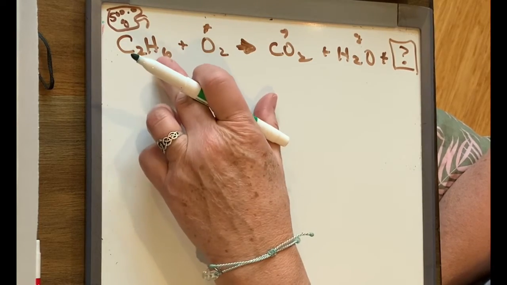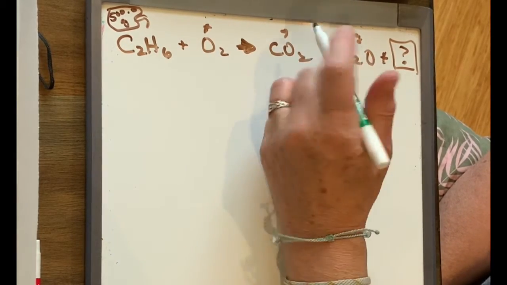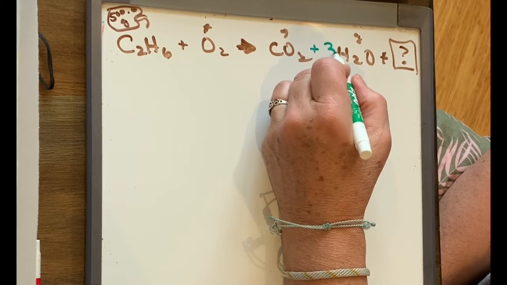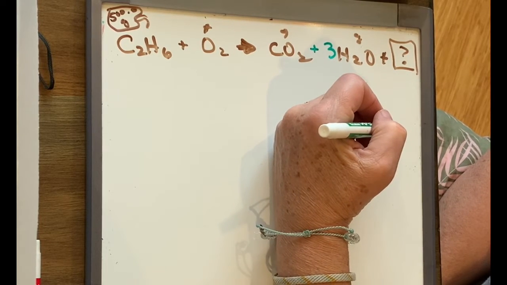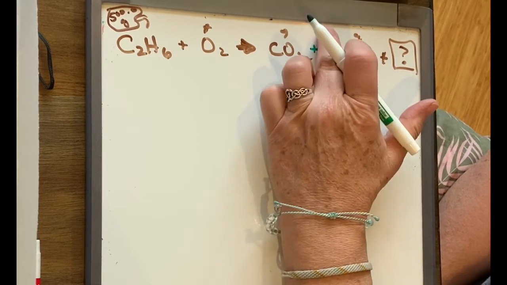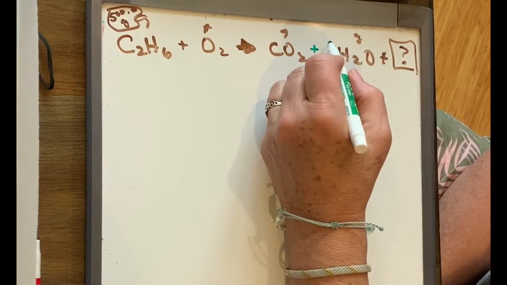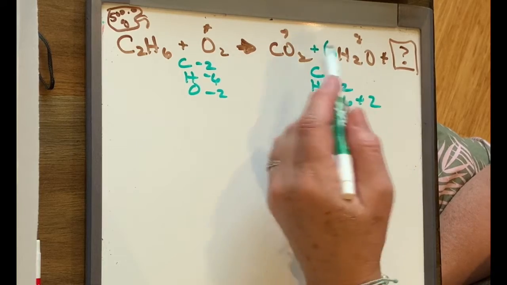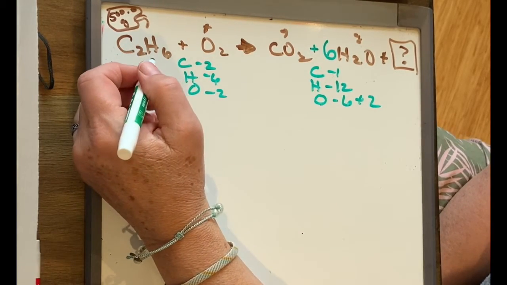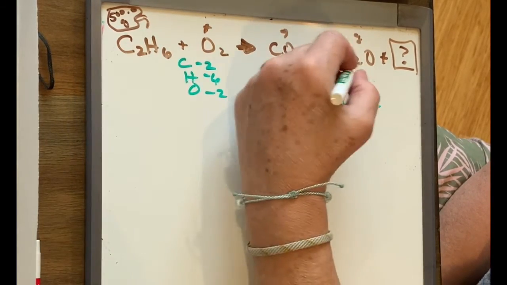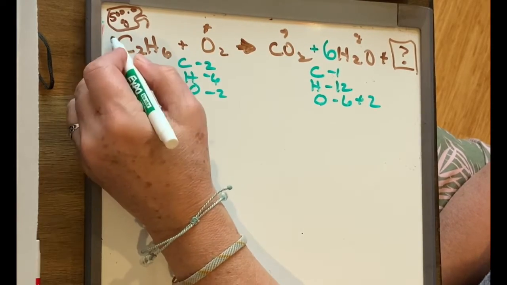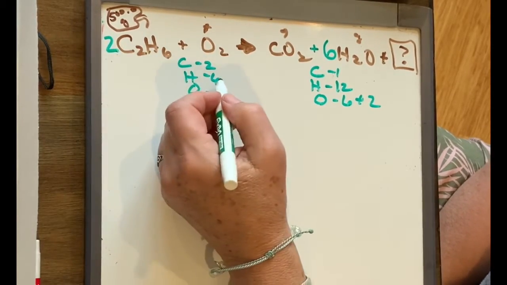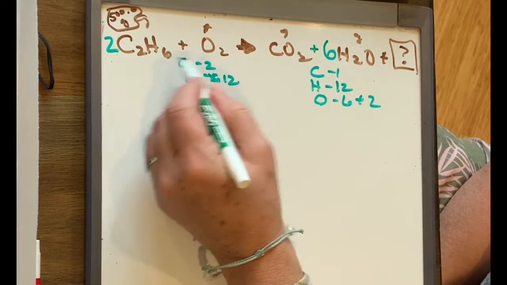So C, we have a 6 here. We need to at least put a 3 here. No, we can't because that's an odd number. So we're going to have to put a 6 here. So if we have 6 H2s over here, then if we've got 12 over here, we have to make a 12 over here. So that automatically makes that a 2. So now this is 12.